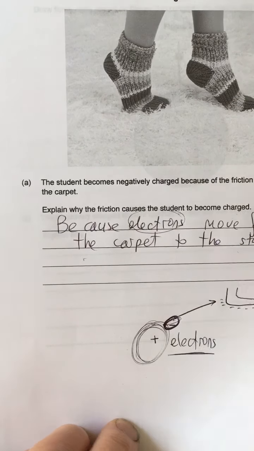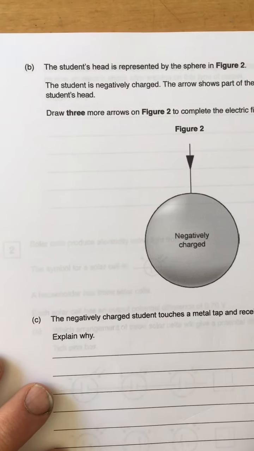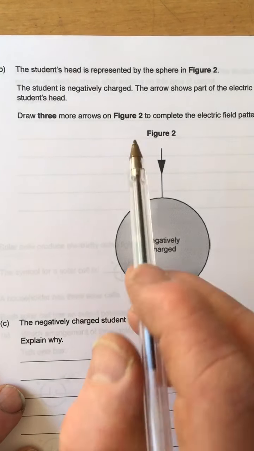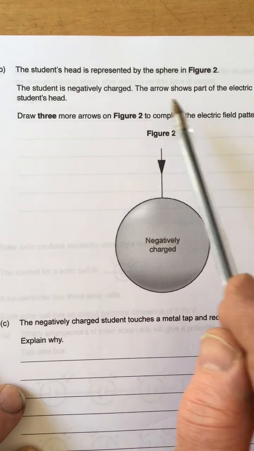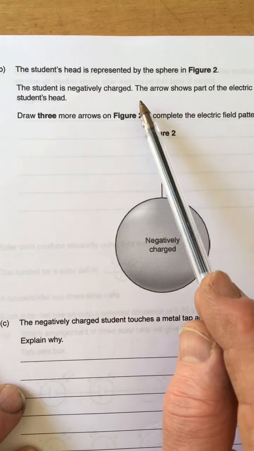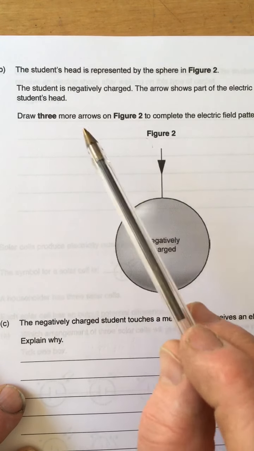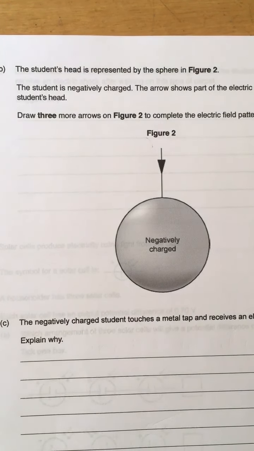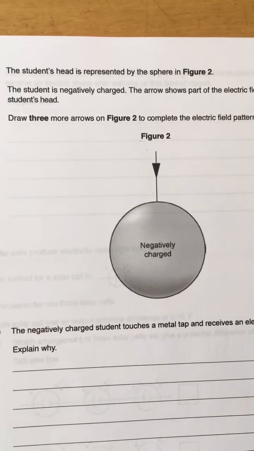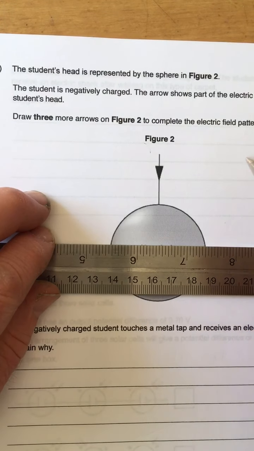On we go. The student's head is represented by the sphere in figure 2. The student is negatively charged, that's the previous bit. The arrow shows part of the electric field around the student's head. Draw 3 more arrows on figure 2 to complete the electric field pattern. You have to use a ruler, boys. I say boys because it's often the boys that don't.